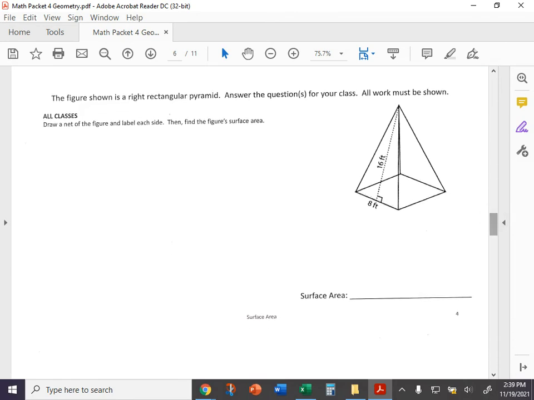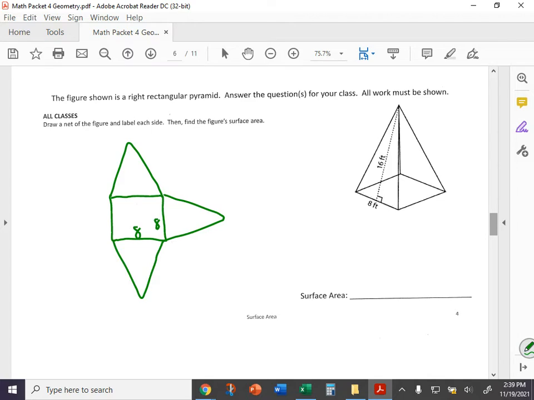Next one, surface area. We've got a pyramid here. And a pyramid, when you fold it out flat, it's got that square base, right? This is an 8x8 here. And then it's got a triangle coming out from each side, okay? Also, each with a base of 8, and each with a height of 16.